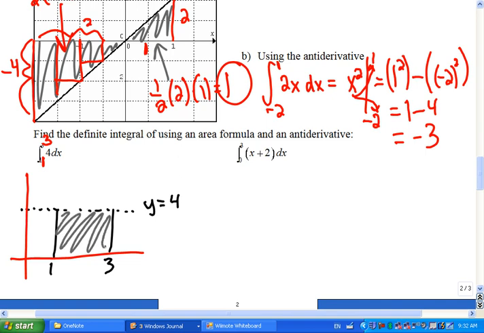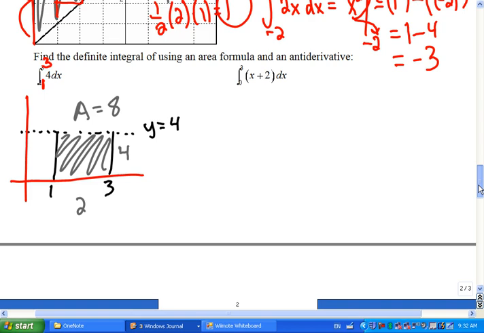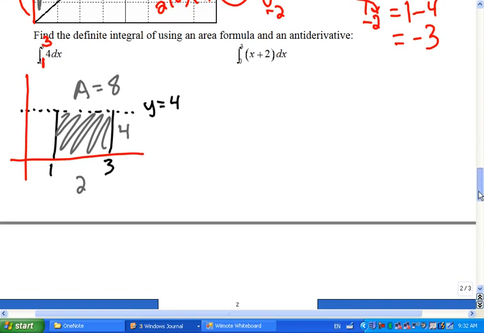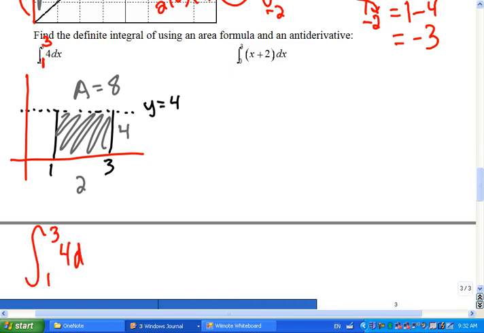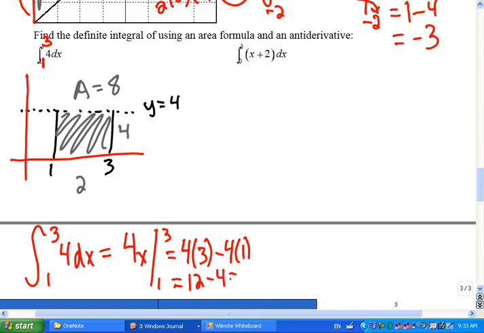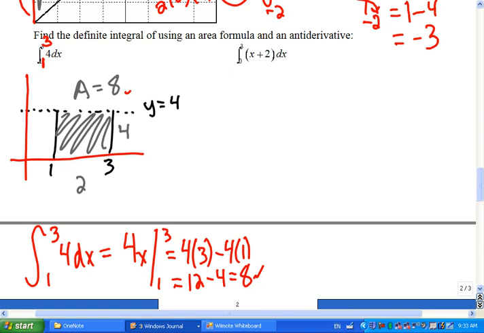So what would the area be according to the geometry? Yeah, so the width here is 2. The height here is 4. So the area would be 8. If we were to use the antiderivative, the integral from 1 to 3 of 4 is 4x evaluated from 1 to 3. That will be 4 times 3, take away 4 times 1, 12 take away 4, which is 8. So 8, just like the geometry confirms, it's found the area under the curve.